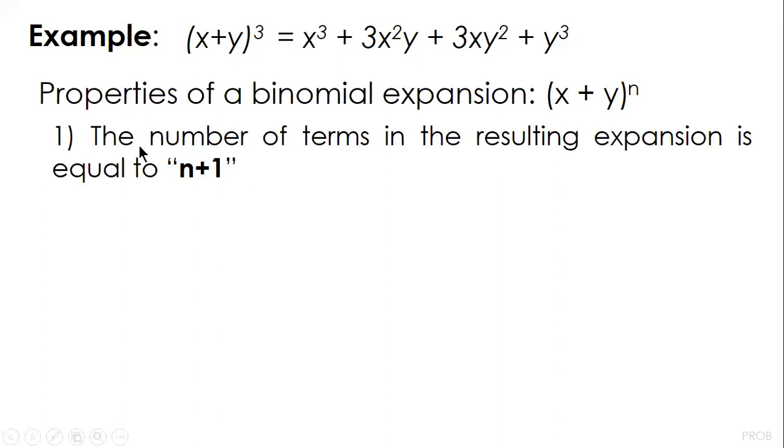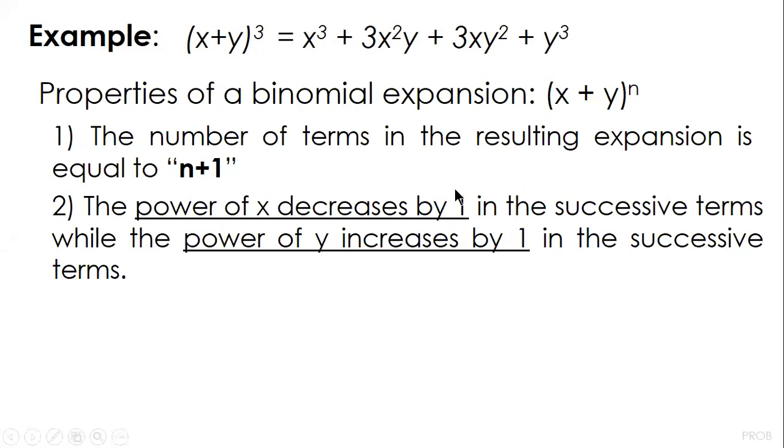The first one: the number of terms in the resulting expansion is equal to n plus 1. Basic example, the exponent n is 3. So 3 plus 1, therefore the number of terms is equal to 4. Check: 1, 2, 3, and 4. That is guide number 1, so that you will know if your expansion is correct or not.